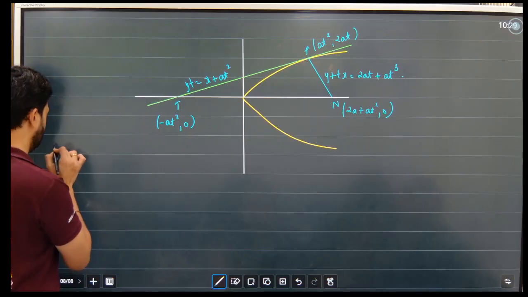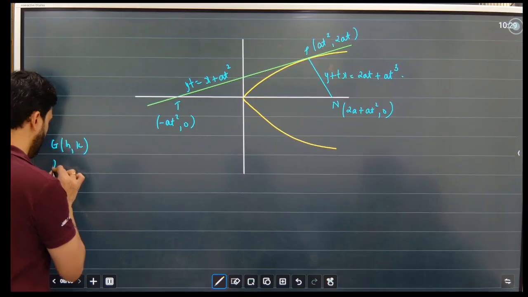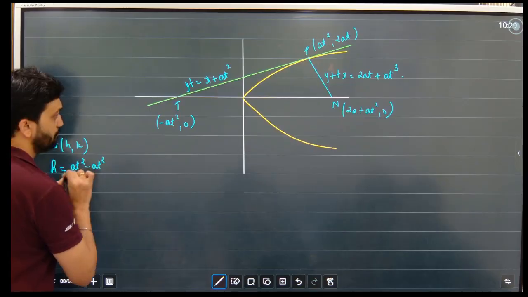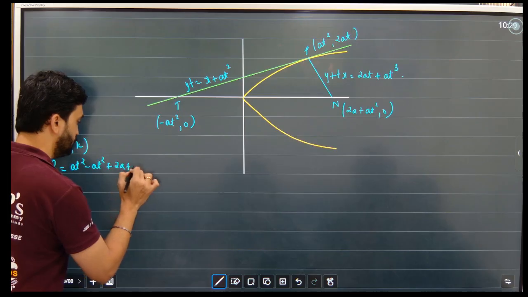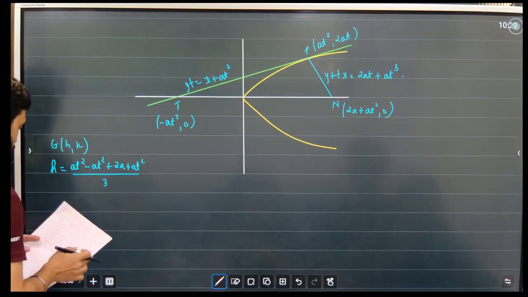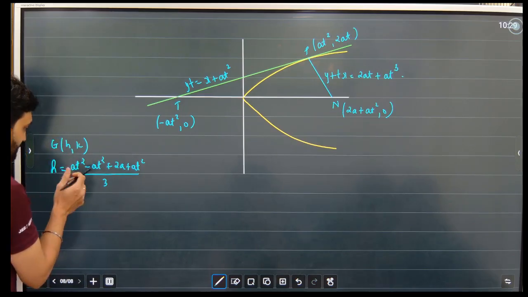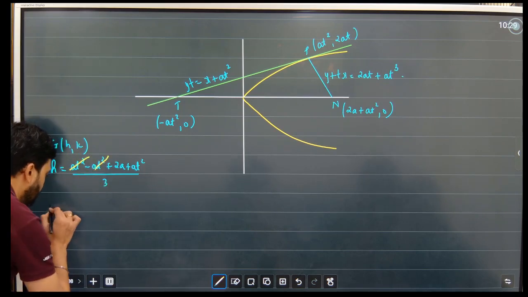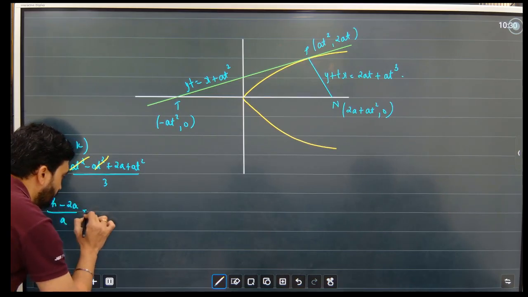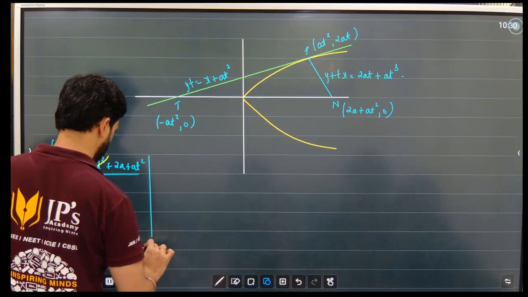Let the centroid be G(h,k). So h's coordinates will become (at² - at² + 2a + at²)/3, which is (2a+at²)/3. This gets cancelled. I am left with (3h-2a)/a = t². This is what I have got, the first part, h's value.